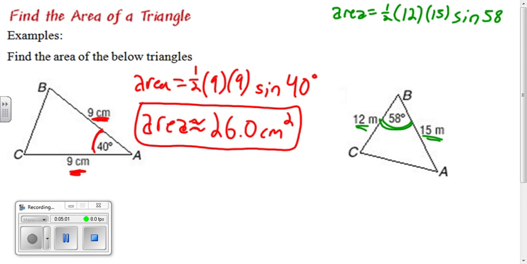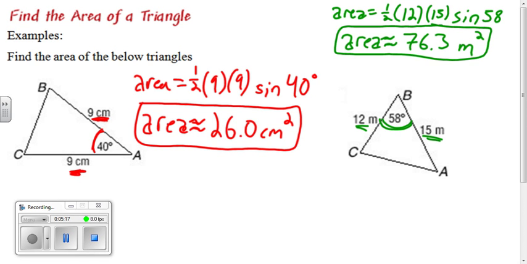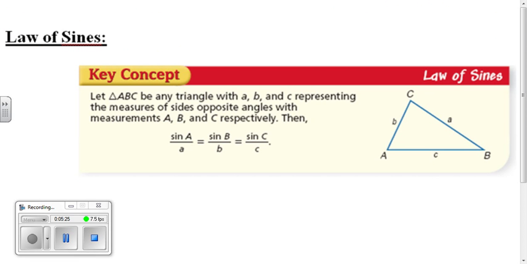Again, I'll give you a second to punch that into your calculator. Mine again is showing me area, approximately going to come out to 76.3. This time it's meters squared. Again, you always want your units squared because it is an area, not a length. So that's how finding the area of any triangle would work.